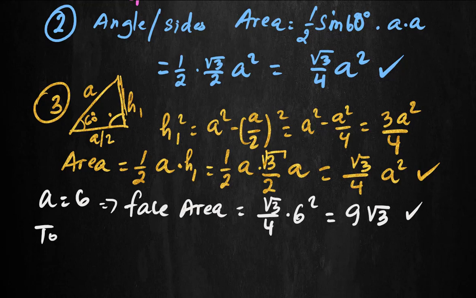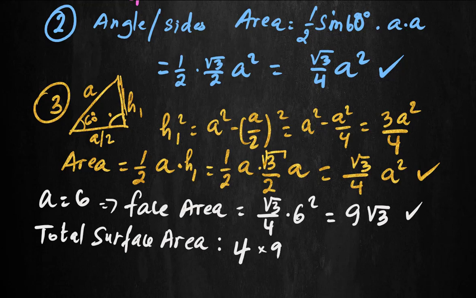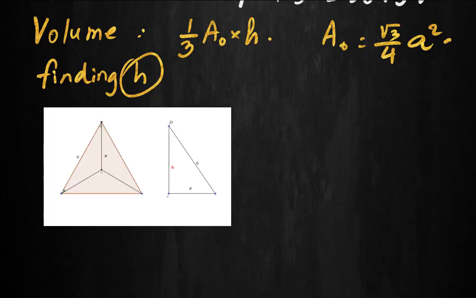So to find the surface area is just adding these 4 triangle areas, face areas. Otherwise it is 4 times 9 square root of 3, which is equal to 36 square root of 3. That will be our surface area. So that answered the second question. So of course, unit squared.